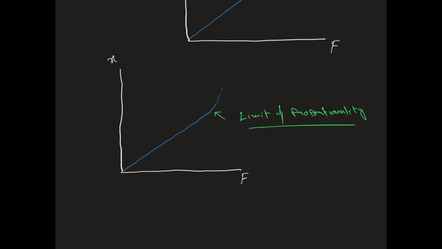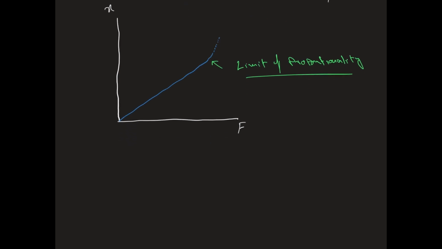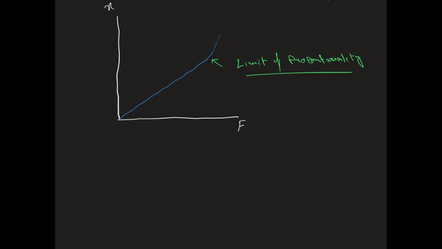Why limit of proportionality? Because that is the maximum point or maximum force until that extension and load are directly proportional. And that is exactly Hooke's law. Hooke's law said that extension is directly proportional to the applied force. So beyond that point, extension is no more directly proportional to the applied force. So that is the last point till the extension and force are proportional. So this is why this point is called limit of proportionality.